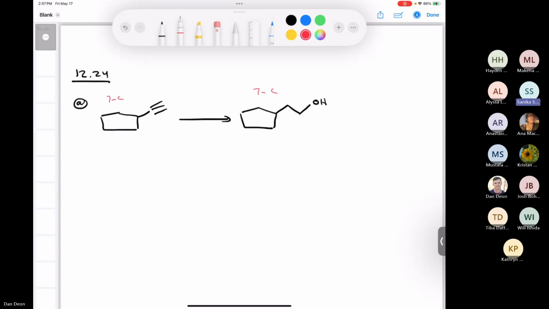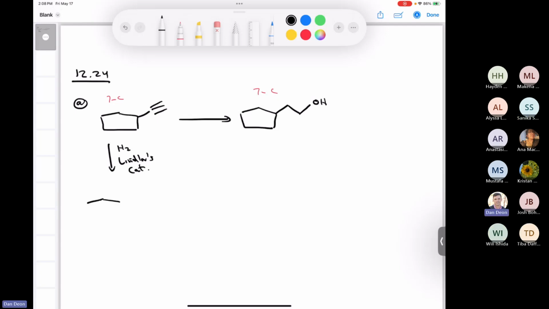For the first reagent, I put H2 and then Lindlar's catalyst, and then I put the BH3, the THF, and the H2O2 with the NaOH to add in the primary OH. Absolutely. So what you're saying is that you did this to reduce it to the alkene, and then in the next step, used hydroboration oxidation.